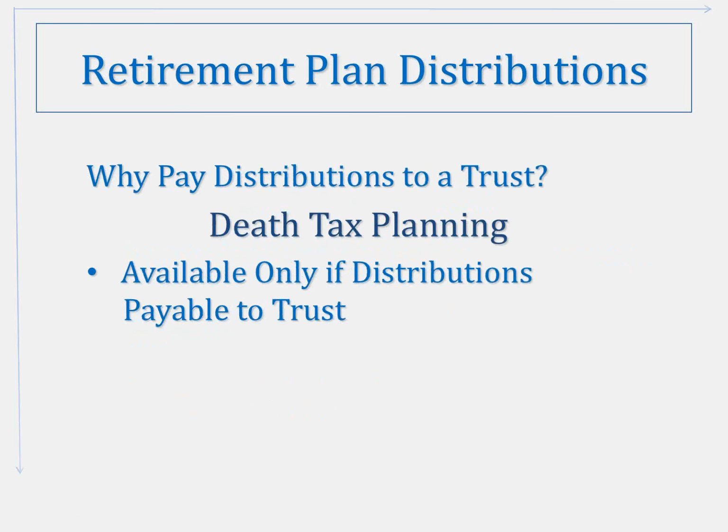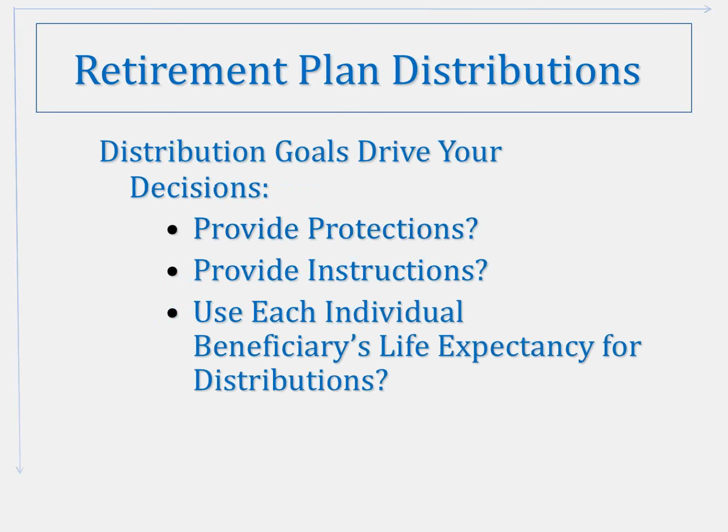Why pay distributions to a trust? There's also death tax planning. And that means using the marital deduction or using the estate tax credit. And that can be made available through the use of IRA funds, but only if the distributions are payable to a trust and only if there's been some planning in advance.